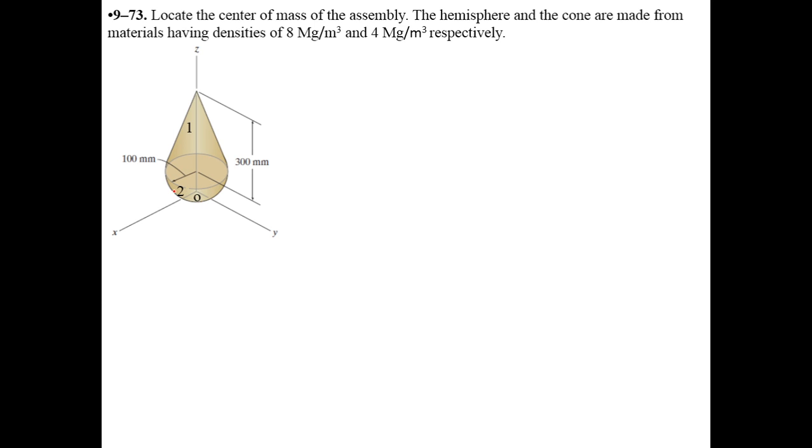So this hemisphere, which is the volume number 2 here, has a density of 8 megagram per meter cube, and this cone that is designated as shape number 1 or volume number 1 is 4 megagram per meter cube, and the origin is defined at the intersection of these three axes. This is the origin, and remember that we have to measure everything from the origin.